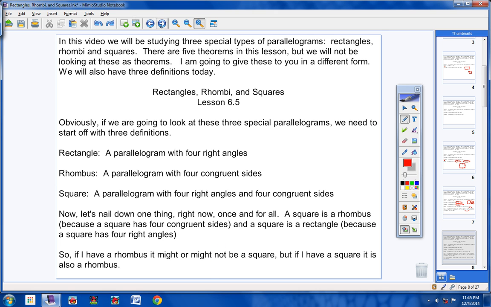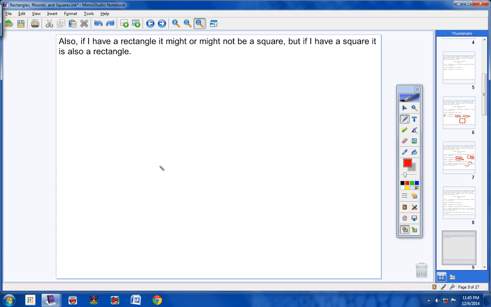All right, moving on. Also, if I have a rectangle, it might or might not be a square. But if I have a square, it is a rectangle. I would write that down, but it's up to you. If I have a rectangle, it might or might not be a square. Could be, might not be. But if I have a square, I definitely have a rectangle also. Okay? Very important.